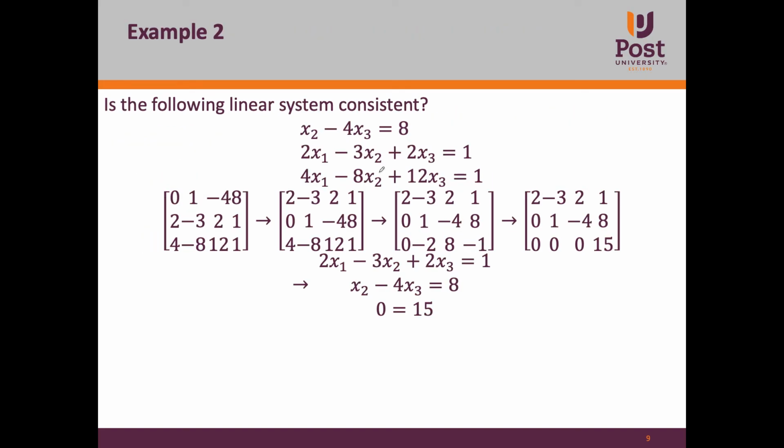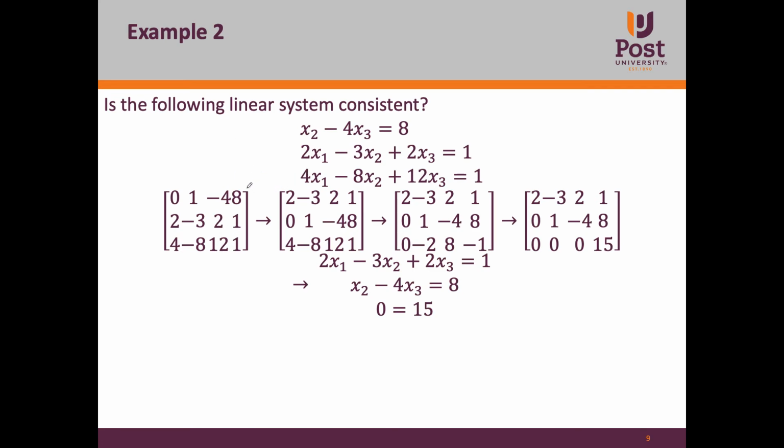And we can ask ourselves, are linear systems consistent, such as this one? x sub 2 minus 4x sub 3 is equal to 8. 2x sub 1 minus 3x sub 2 plus 2x sub 3 is equal to 1. And 4x sub 1 minus 8x sub 2 plus 12x sub 3 is equal to 1. We could write this as a matrix: 0, 1, negative 4, 8. 2, negative 3, 2, 1. 4, negative 8, 12, 1.